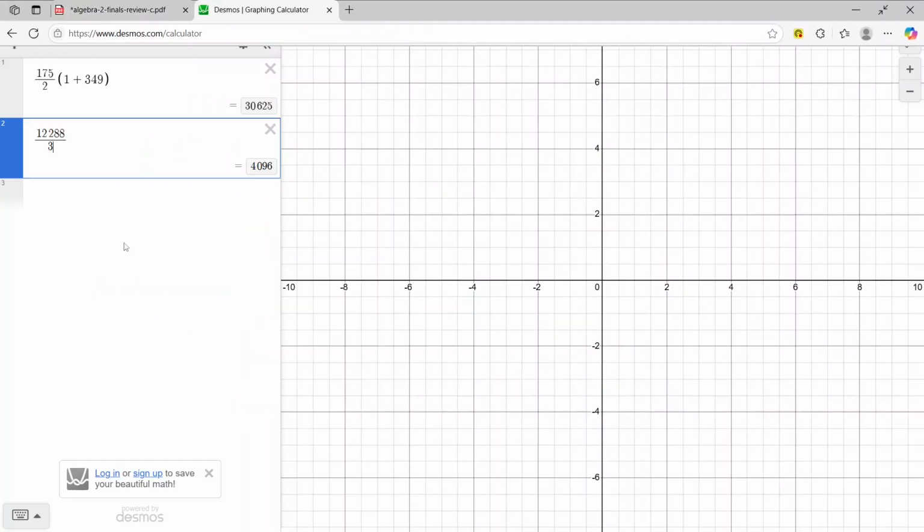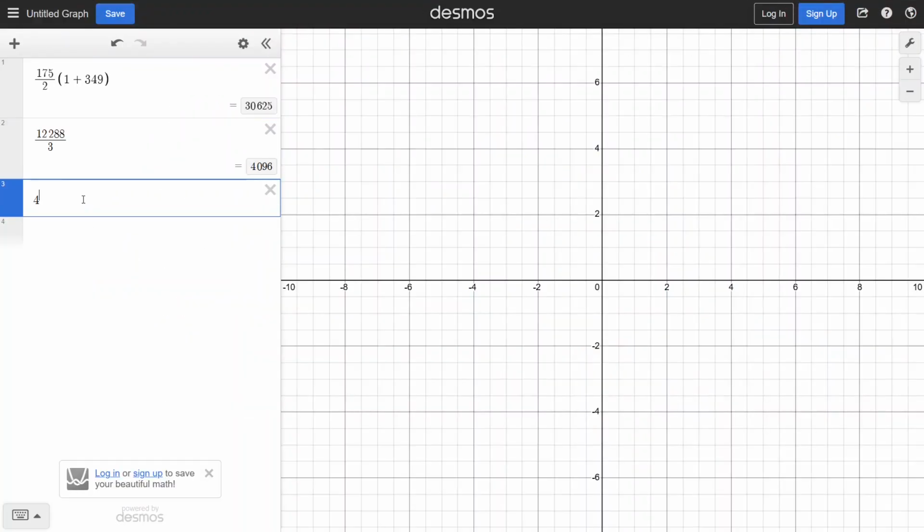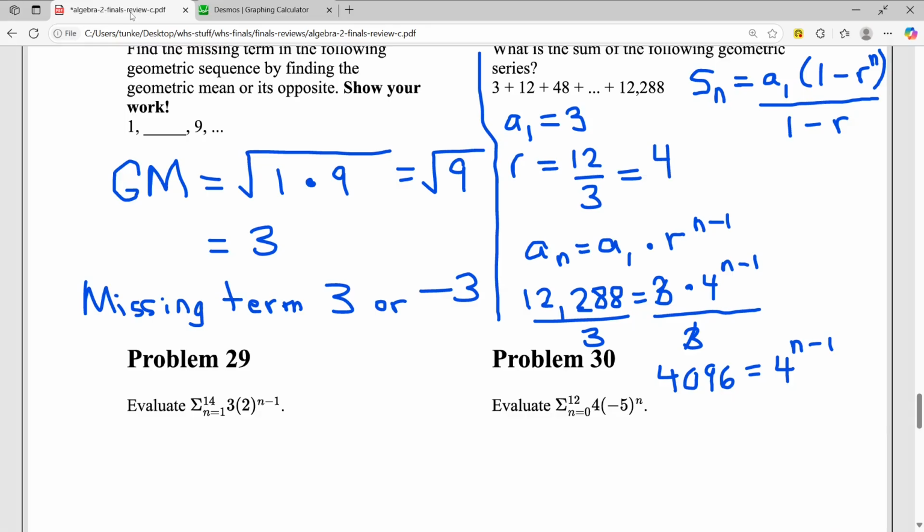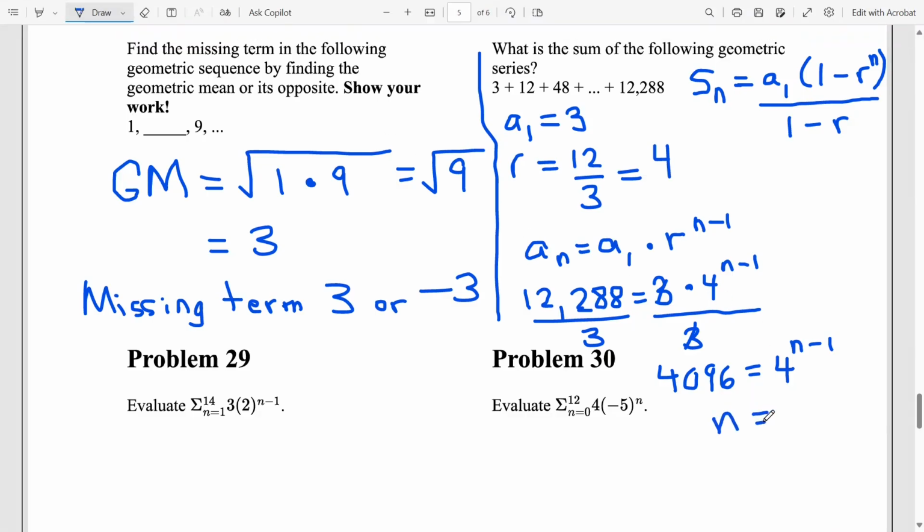Okay, so I'm going to do that. So I'm going to say 4 raised to the x minus 1 power equals 4,096. I see that goes right through 7. So my mistake. 4 to the 6th power is 4096, but x is going to be 7, right? 7 minus 1 is 6. Okay. So n has to be 7.